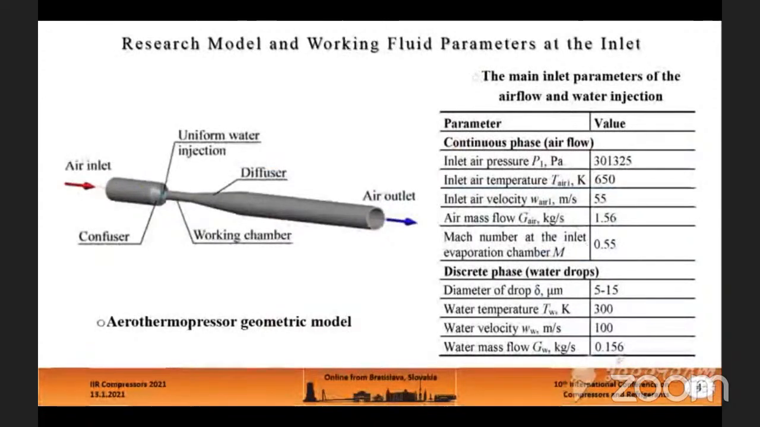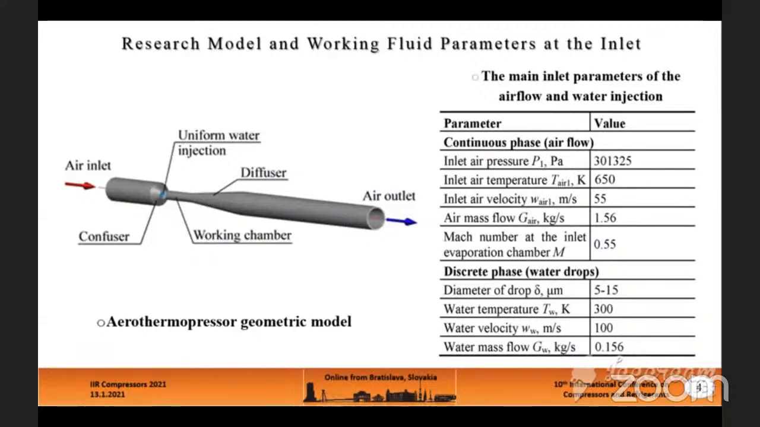The IIR thermopressor model and boundary conditions are shown on the left side. The model has the following geometrical characteristics. The thermopressor length is 1324 millimeters. The evaporation chamber diameter is 68 millimeters, while the flow rate is 1.56 kilogram per second. The parameters of the airflow at the thermopressor inlet, such as velocity, pressure, temperature, air mass flow, Mach number, you can see in the table. They correspond to the parameters of the cyclic air between the compressors of the gas turbine.